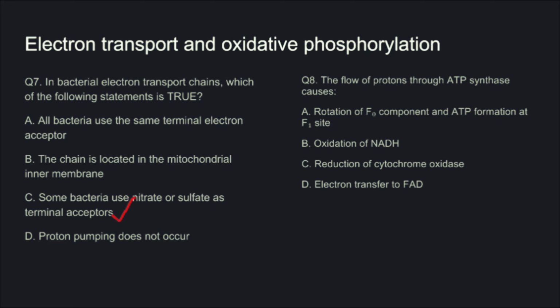Question number 8. The flow of protons through ATP synthase causes, options are A. Rotation of F0 component and ATP formation at F1 site, B. Oxidation of NADH, C. Reduction in cytochrome oxidase, D. Electron transfer to FAD. The correct answer for this question is A. Rotation of F0 component and ATP formation at F1 site.